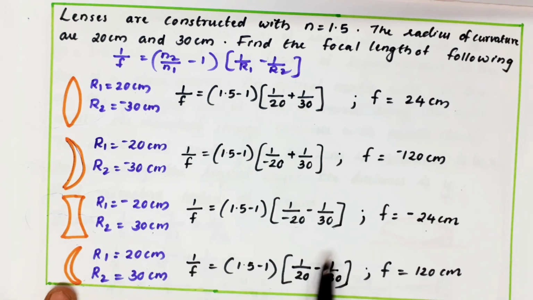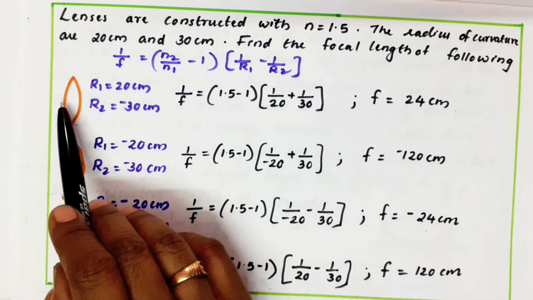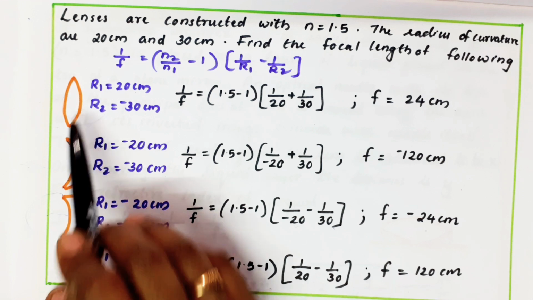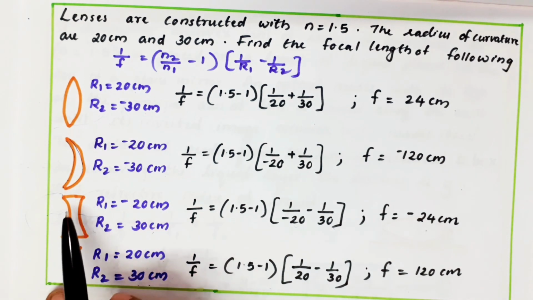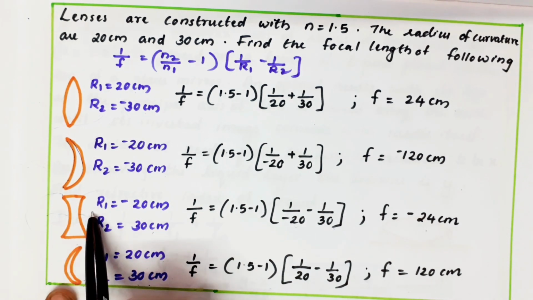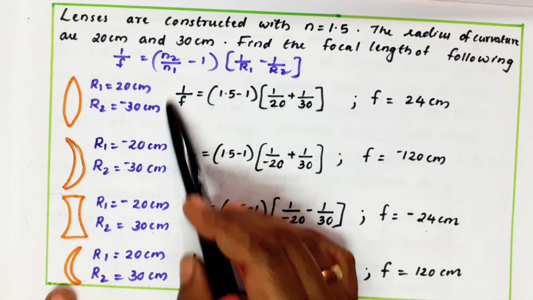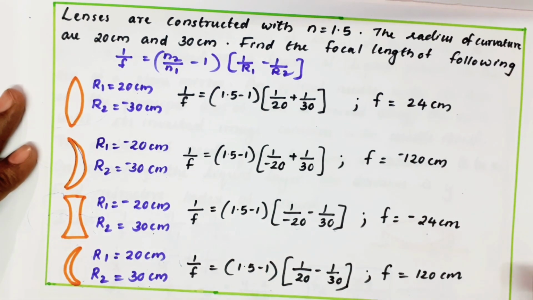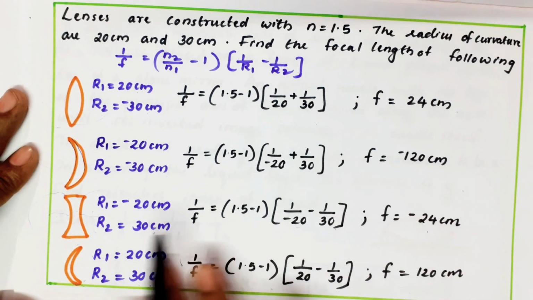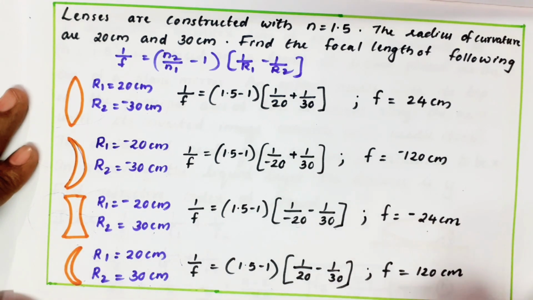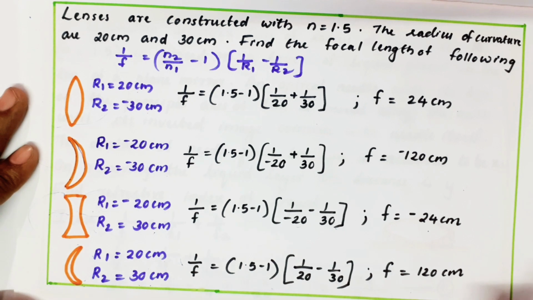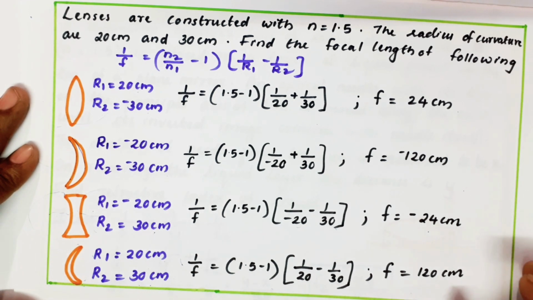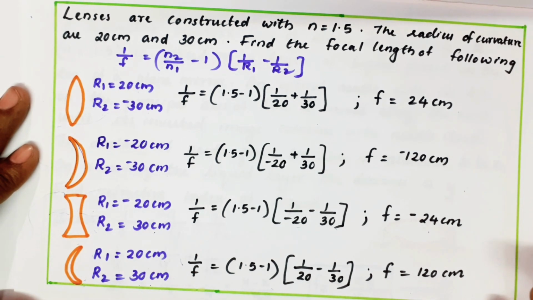So we apply that formula. So tell the convention: in this case, one is positive, other one negative. In this case, both are negative. In this case, one is negative, other one is positive. In this case, both are coming as positive. So depending on the shape of the curved surface, you can find the focal length.